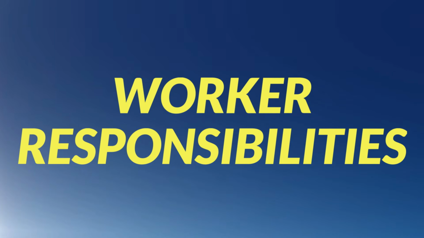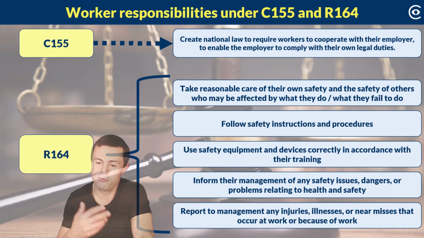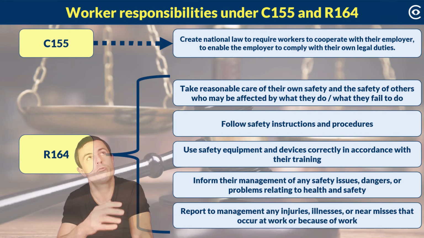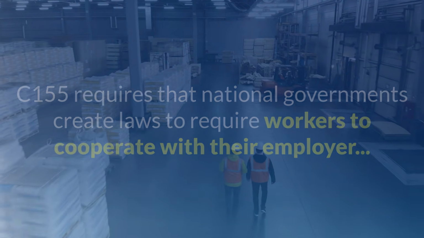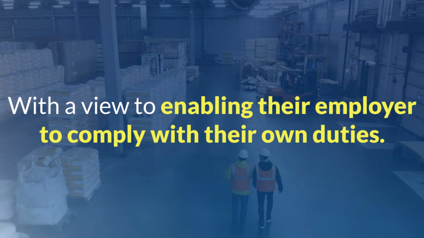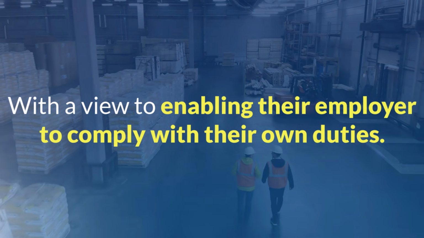Maybe the question includes both. I've seen questions like that. It says what C155 and what R164 employer duties have been breached. Big 10 mark, 15 mark question. Let's move on now to worker responsibilities, because workers do have responsibilities too under both C155 and R164. C155 requires, or actually it requires that national governments create laws to require workers to cooperate with their employer, with a view to enabling their employer to comply with their own duties. So essentially, we have to follow the employer's rules.